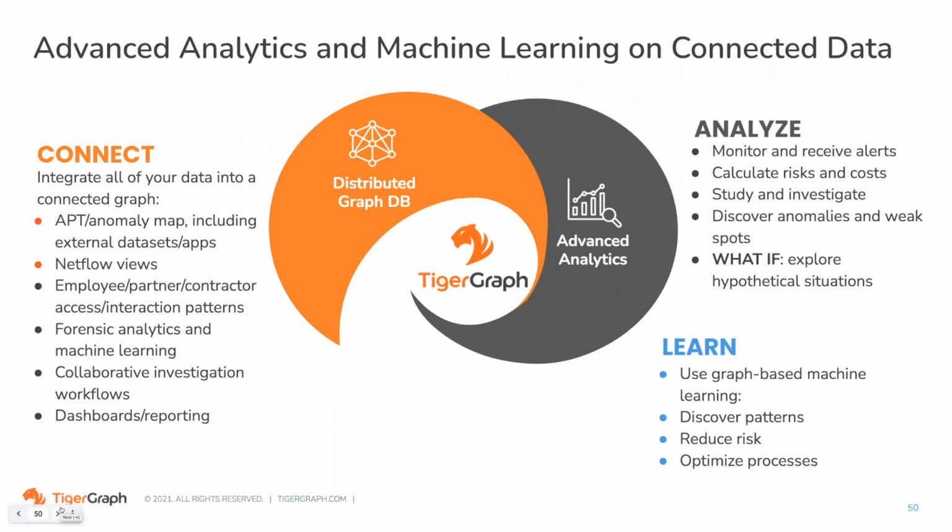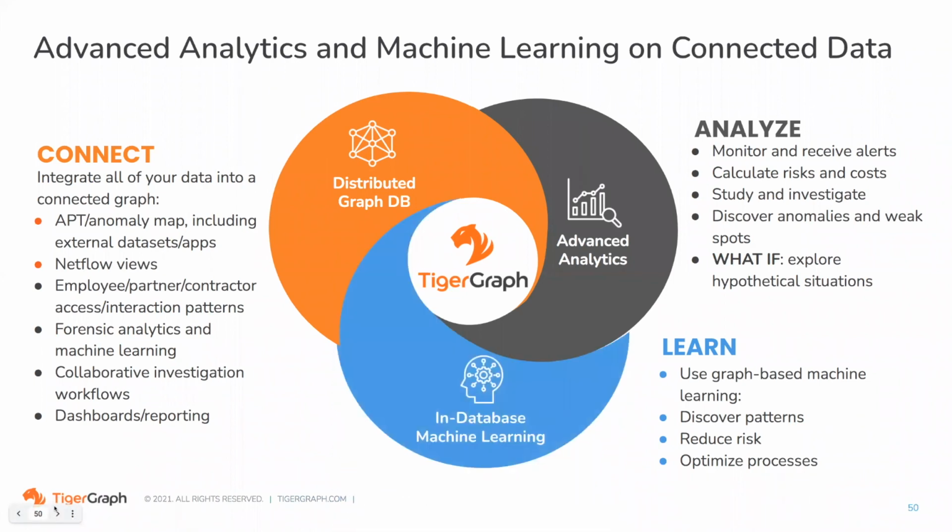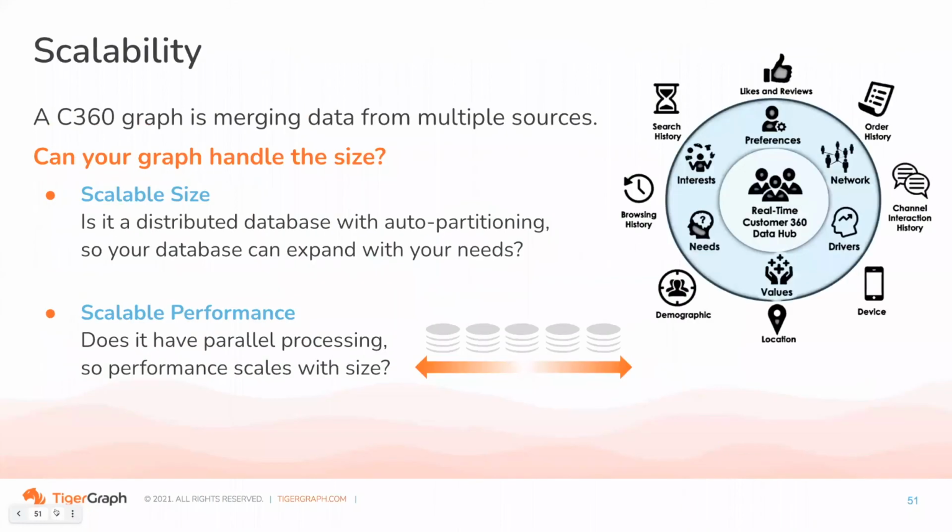And then we can develop dashboards and reporting to report back to either stakeholders or regulators, to do real analysis and real learning. That enables us to discover patterns, reduce risk, and optimize processing. So this is the full picture of what a graph can do, and machine learning really makes the big difference here, as Graham said earlier, and Chris did too.